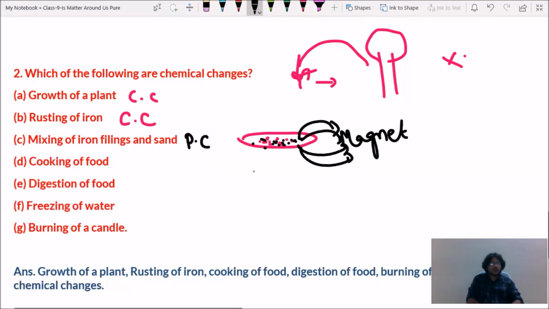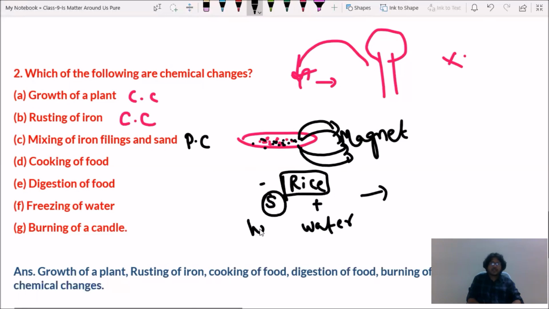Cooking of food. First, if you take rice, add water to it, and keep it on the stove, after 20 or 30 minutes it will become boiled rice, isn't it? First, if you take this one, what is the state of this one? Of course, it is solid and it will be hard. After some time, it will become soft rice. And again, will it become hard rice? No, it will not become. So it is irreversible. Cooking of food is a chemical change.